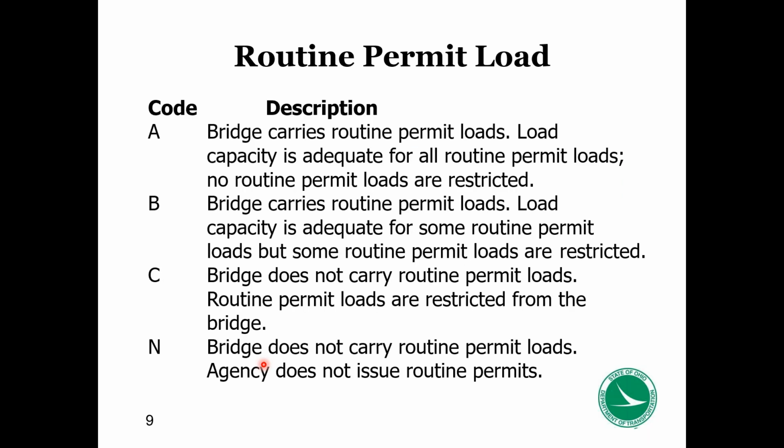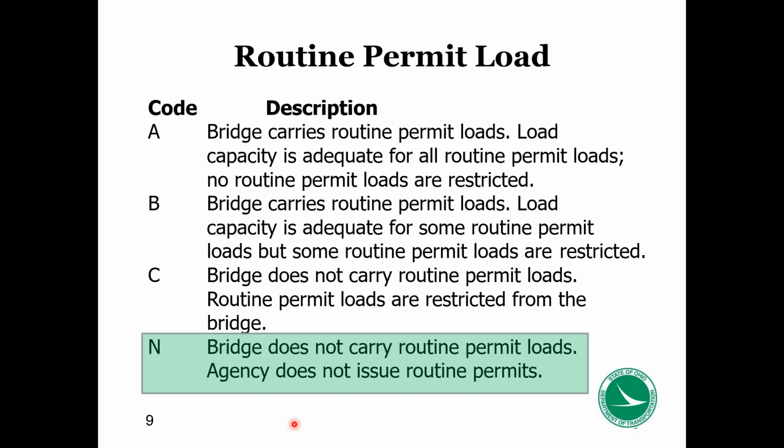So what does it mean? That means that all our bridges in ODOT are going to be coded as N. Bridges do not carry routine permit loads. Permit loads are not running freely in Ohio. We issue the permit, we check our bridges, and then we determine whether a permit will be issued to a hauler, to a load, and they are supposed to travel on specific routes, not freely traveling everywhere. So that's why all ODOT bridges, by default, we have to code them as N.